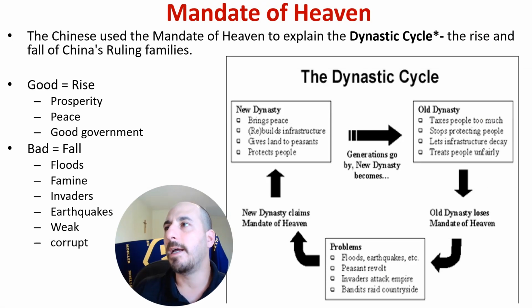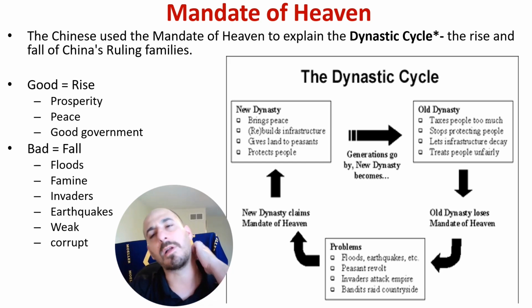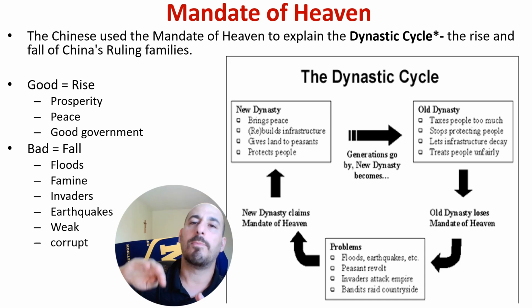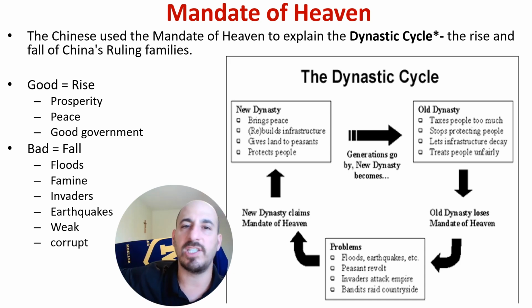So here's a little bit more. So mandate of heaven. The Chinese use the mandate of heaven to explain the dynastic cycle, right? The rising and the falling from one family to another. And there on the left, I put good: prosperity, peace, good governance. People are making good decisions, good leaders, good provincial heads of areas of the society. Everything's good. That means the gods support you.